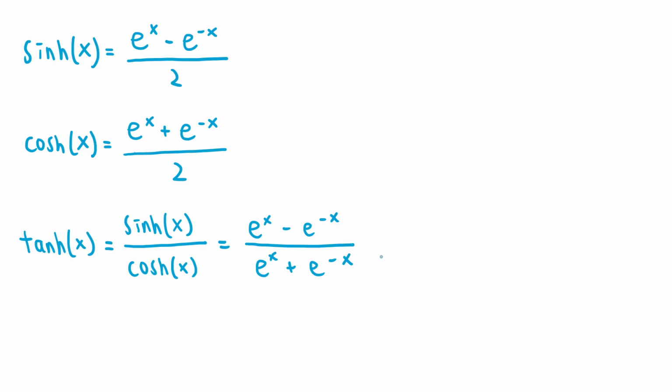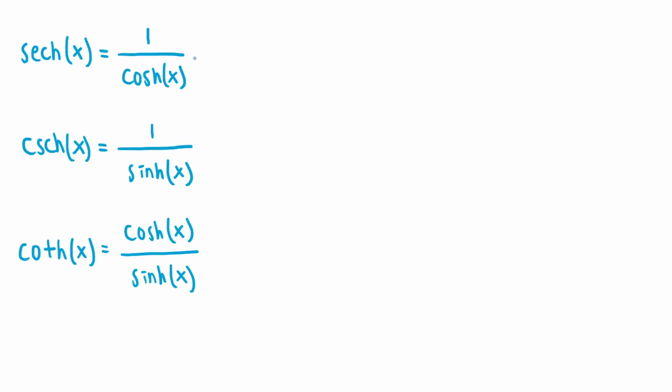Hyperbolic functions are considered to be analogous to trigonometric functions, and notice how tanh of x being defined as sinh of x over cosh of x is similar to how tangent of x equals sine of x over cosine of x. So we can also define the reciprocal hyperbolic functions, hyperbolic secant, hyperbolic cosecant, and hyperbolic cotangent. They're analogous to the secant, cosecant, and cotangent functions respectively.